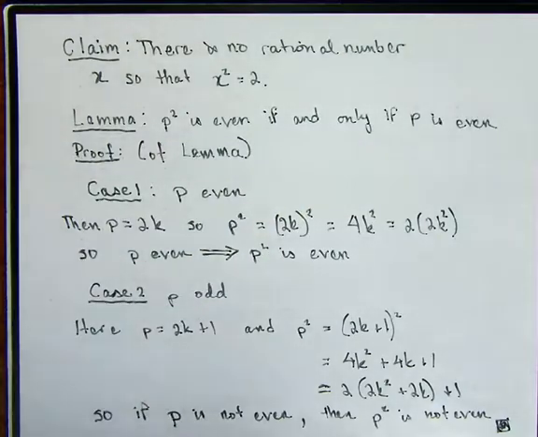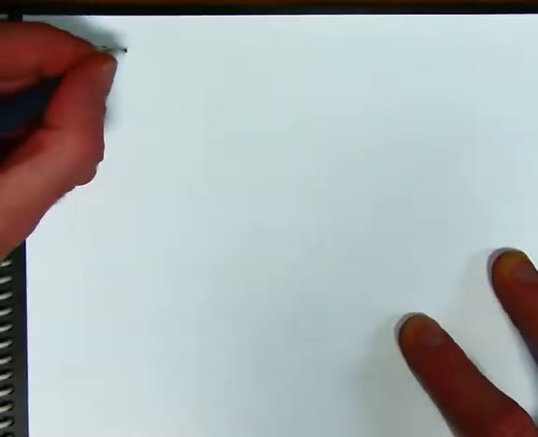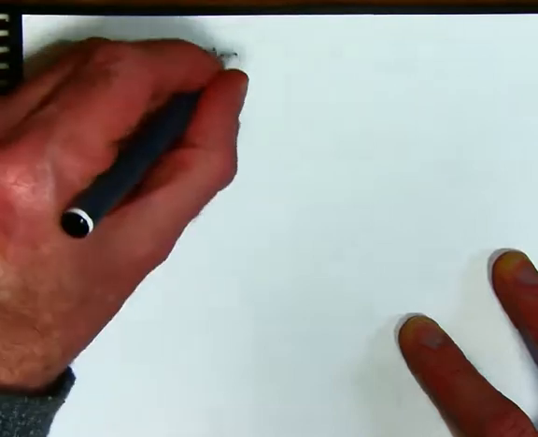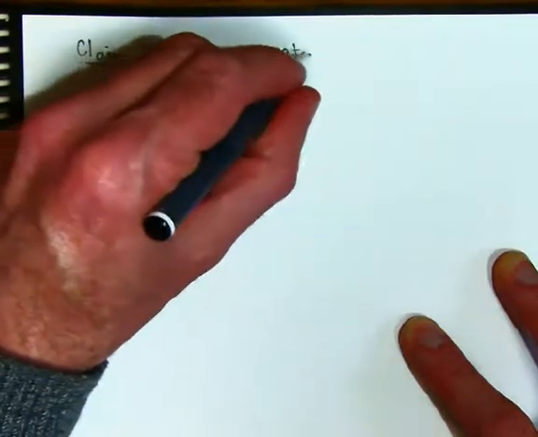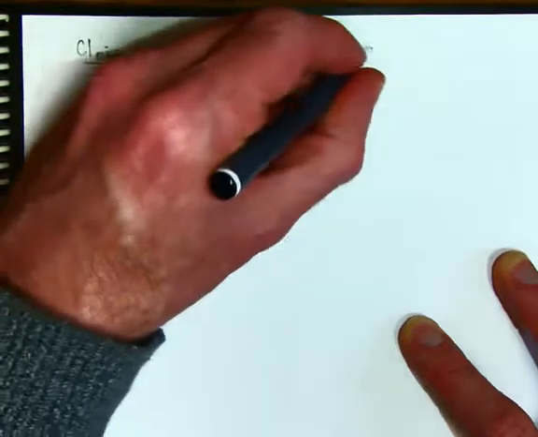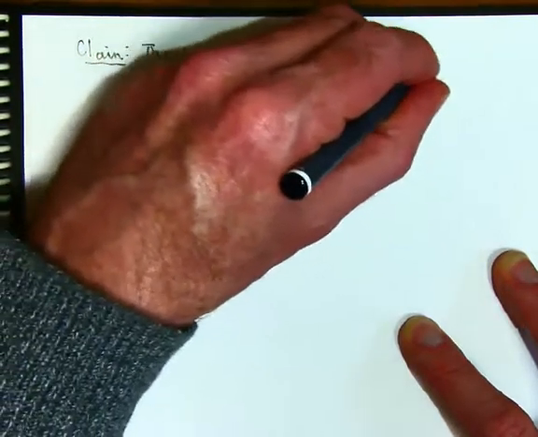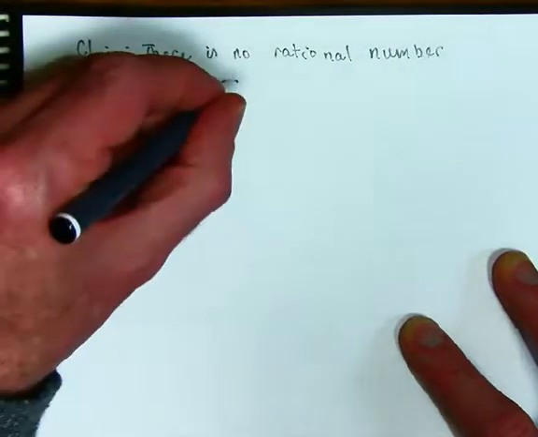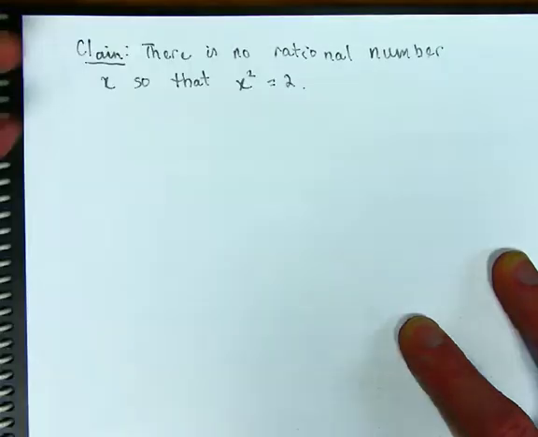Now that we've got our lemma, we can proceed to the proof of our claim. Let me get a clean slate here. Once again, we're working on this claim: there is no rational number x so that x squared equals 2.